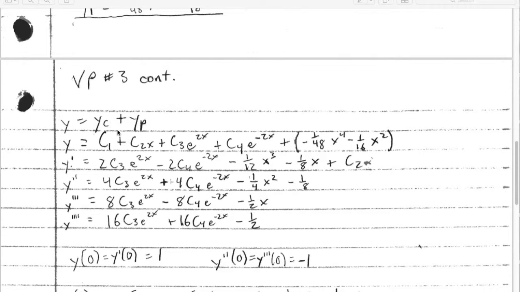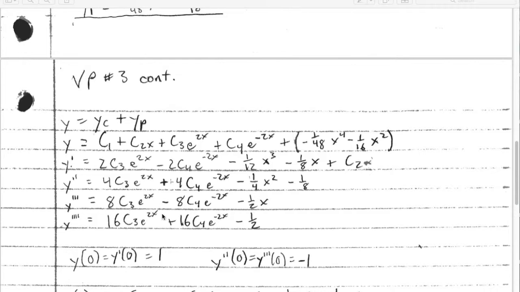Continuing on, our full solution is going to be the complementary plus the particular solution. So that would be y equals c1 plus c2x plus c3 e to the 2x plus c4 e to the negative 2x plus a negative 1/48 x to the fourth minus x squared over 16.